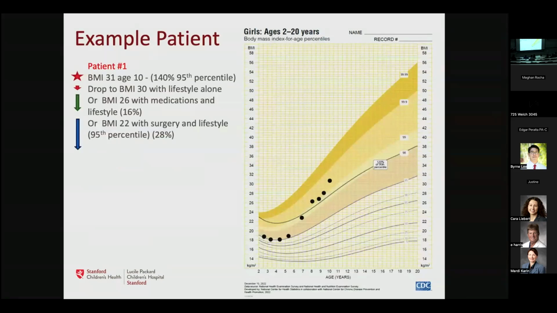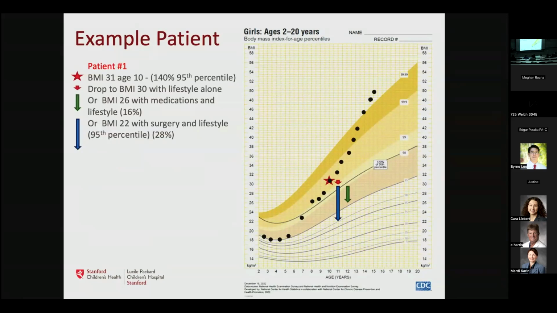And if we start the lifestyle program, which we always start first, then we could either add medications, which will get the patient's weight down a little bit, or we could do surgery and get them down to a normal weight. And after they get to that normal weight, they grow along the growth curve. Works great. So this is the age where we have an opportunity.